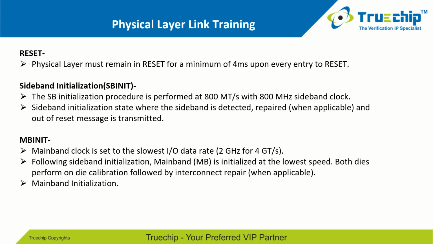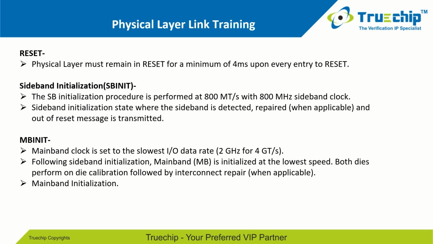Now let's have a brief about these states. The first state is reset. The physical layer must remain in reset for a minimum of 4 milliseconds upon every entry to reset. The second state is SB init. The SB init initialization procedure is performed at 800 mega transfers per second with an 800 megahertz sideband clock. In the sideband initialization state, the sideband is detected, repaired, and out of reset messages are transmitted.